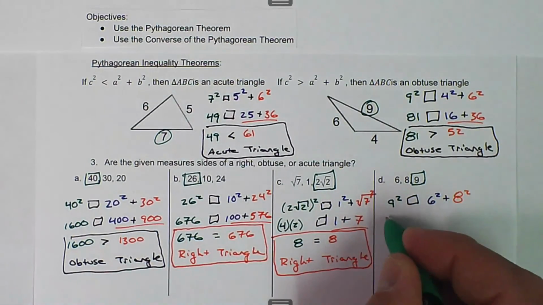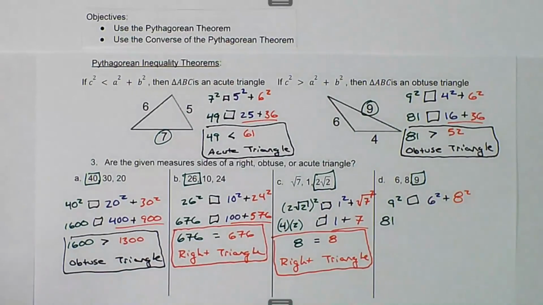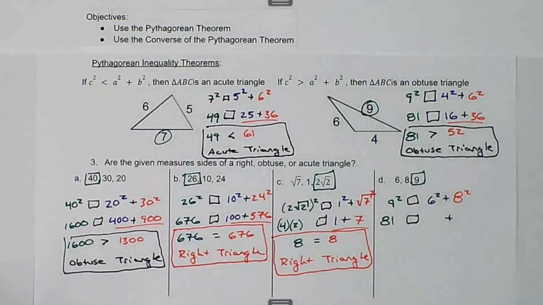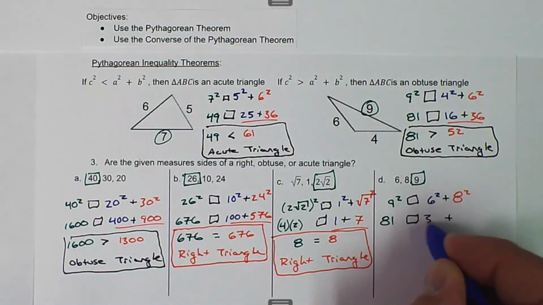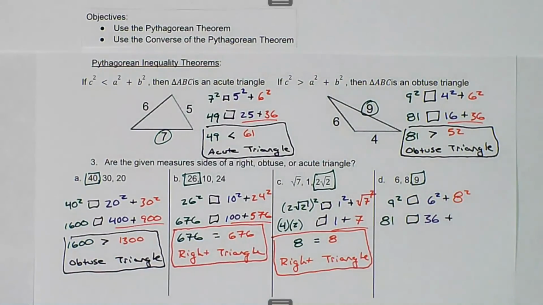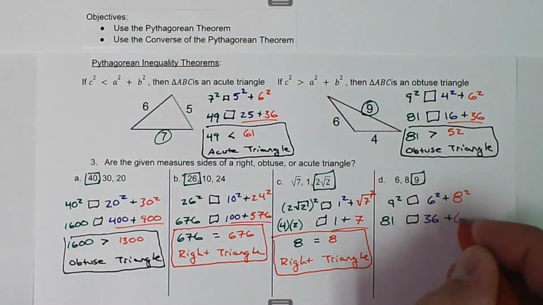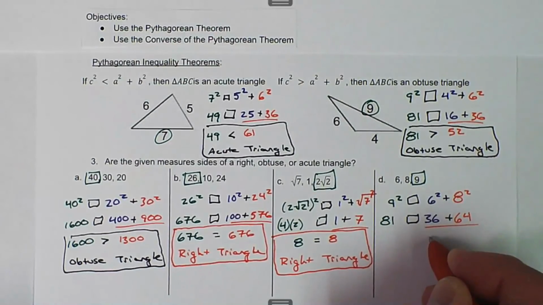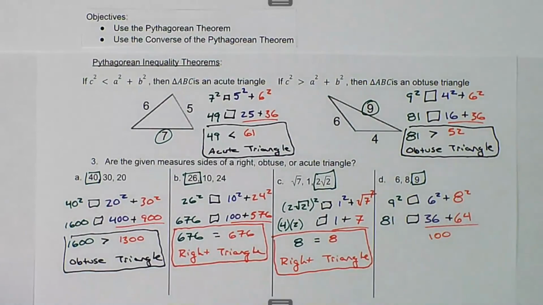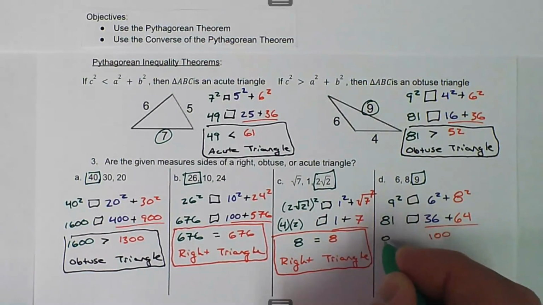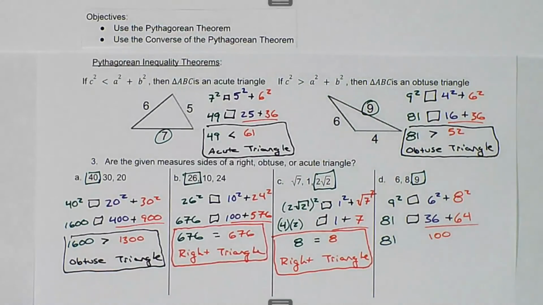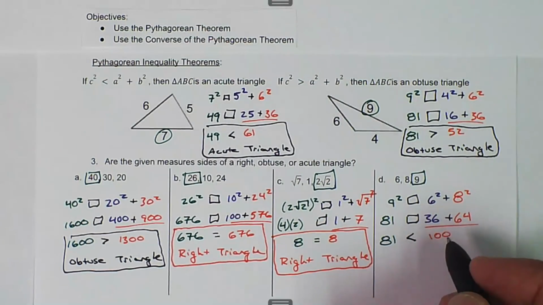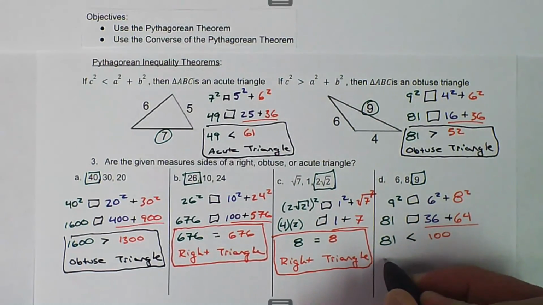9 squared is 81. And we want to check the relationship to the other two sides. 6 squared is 36, and 8 squared is 64. 36 plus 64 is 100. And on the left side, we have 81. So 81 is smaller than, or less than, 100. So this is an acute triangle.